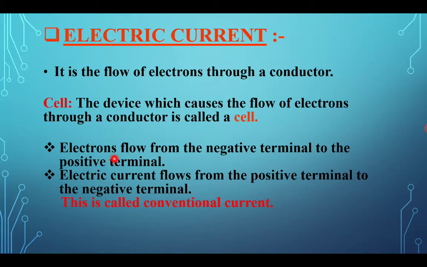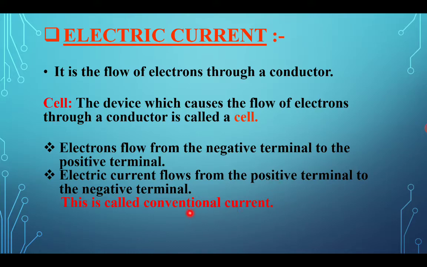Now we have two different conventions to represent the flow of current. We know that electric current is because of the flow of charged particles, electrons. Electrons flow from the negative terminal to the positive terminal, because the negative terminal has an abundance of electrons, and they travel to the positive terminal where electrons are deficient. This is the actual direction of the electric current, but we use a different direction to show the direction of current, that is from the positive terminal to the negative terminal.